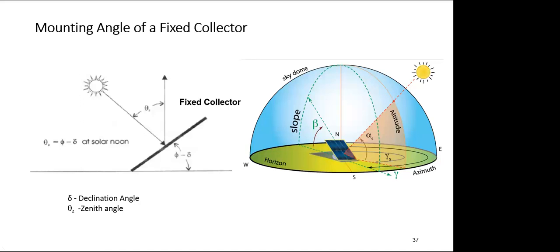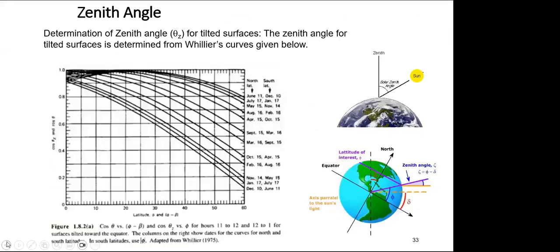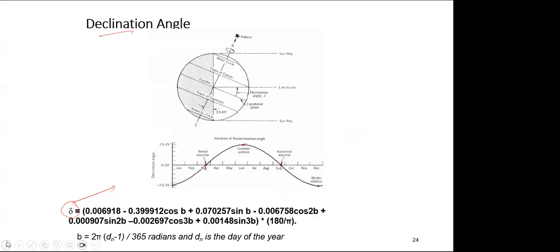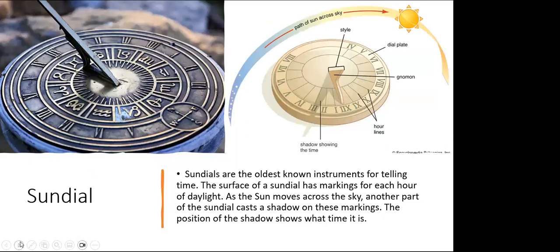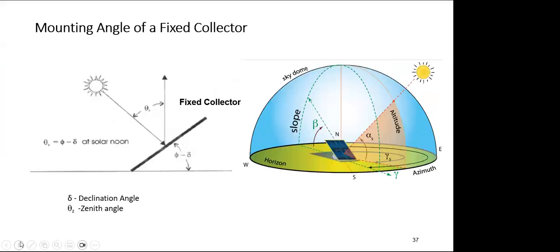Then this delta is the declination angle. Can you remember the declination angle? We already have the declination angle. The declination angle is varying throughout the year. It is varying throughout the year as a sine wave.